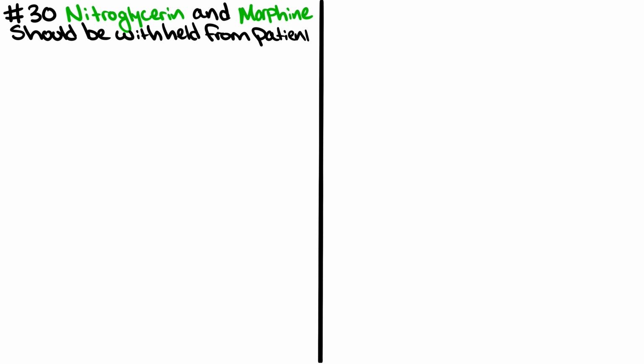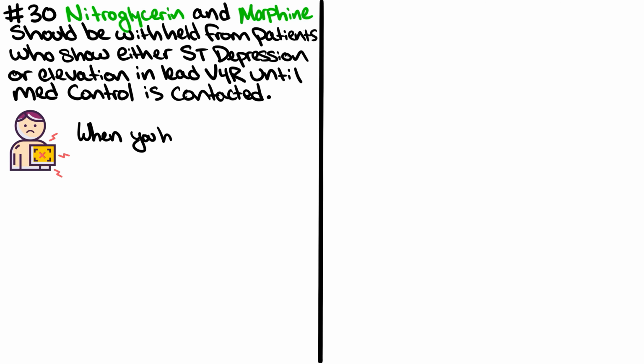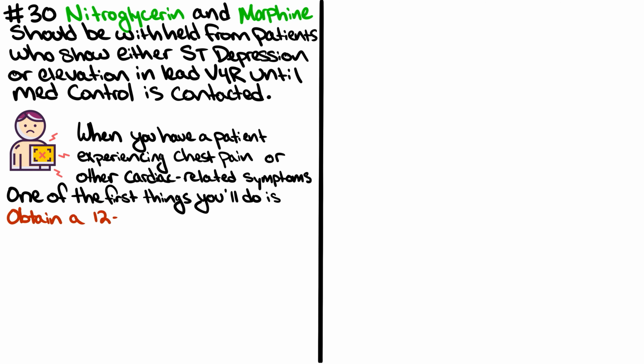All right, lastly, we got question 30. Nitroglycerin and morphine should be withheld from patients who show either ST depression or elevation in lead V4R while medical control is contacted. So when you have a patient experiencing chest pain or other cardiac related symptoms, one of the first things you're going to do is obtain a 12-lead ECG.